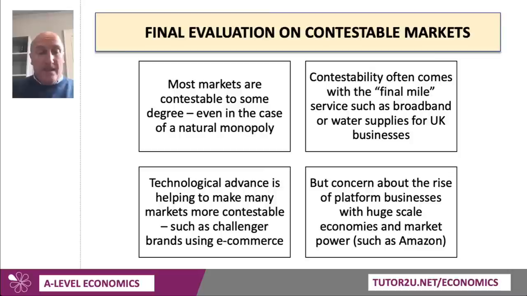So for example, BT has to allow TalkTalk and Sky to put their equipment into their network so they can offer services to consumers. Now in the water industry, if you look at my water industry profile video, there are now businesses providing water services to businesses. That's creating some competition. So often, even in a natural monopoly, there are parts of the industry where there's contestability. So Lumo Trains and Grand Central are competing with LNER on one network.